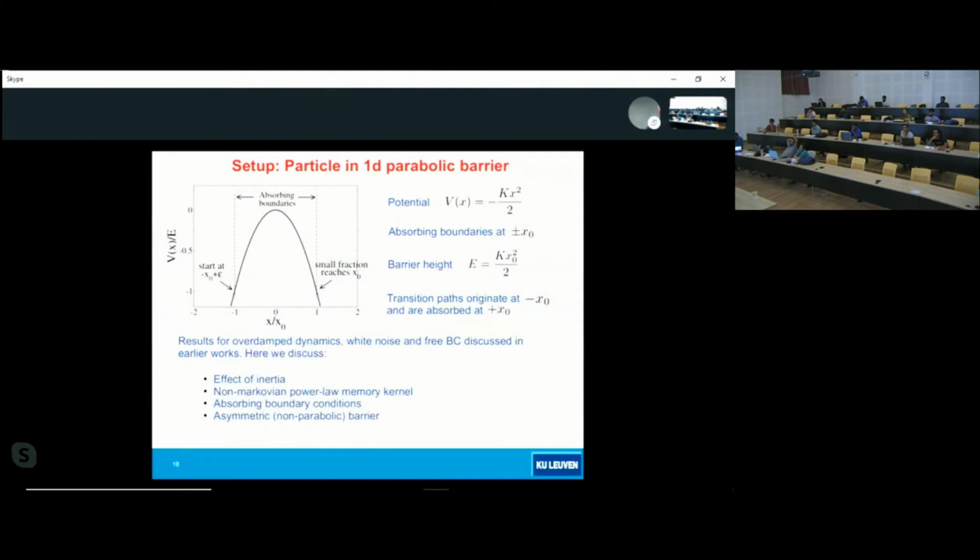So what we are going to discuss is the effect of inertia. We are going to discuss a non-Markovian power law memory kernel. We are going to discuss absorbing boundary conditions. And then we are also leaving this model of the parabolic barrier at the end of my talk, and I will discuss a non-parabolic asymmetric barrier and how things change in that case.